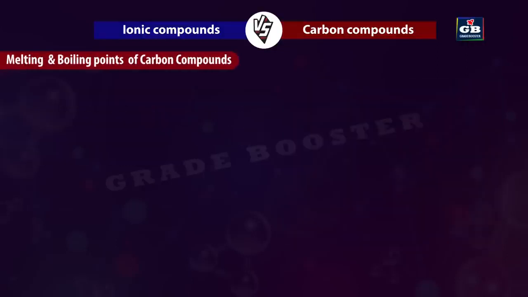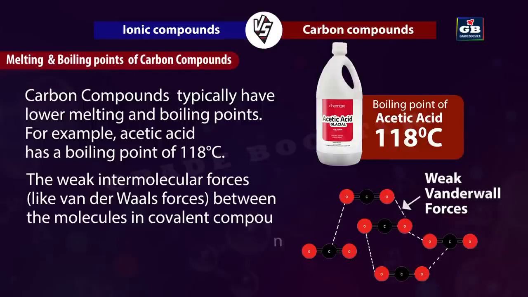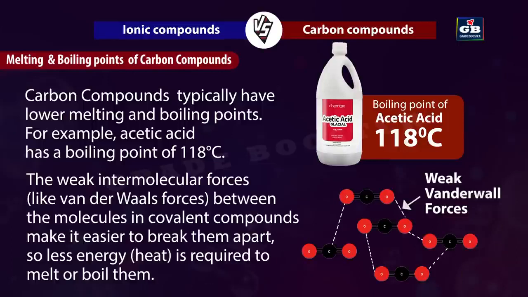Next, melting and boiling points. Carbon compounds typically have lower melting points and boiling points. For example, acetic acid, a carbon compound, has a boiling point of 118 degrees Celsius. The weak intermolecular forces between the molecules in covalent compounds make it easier to break them apart. So, less energy or heat is required to melt or boil the carbon compounds.